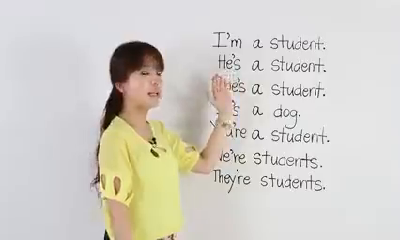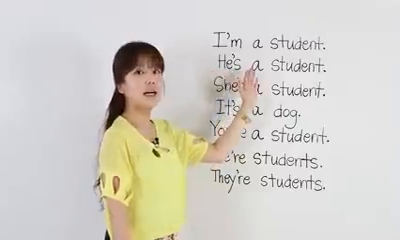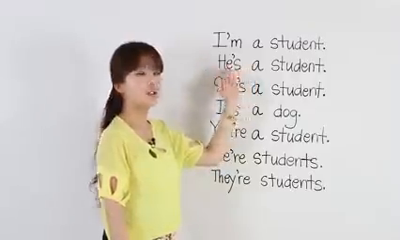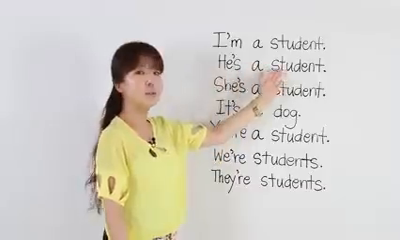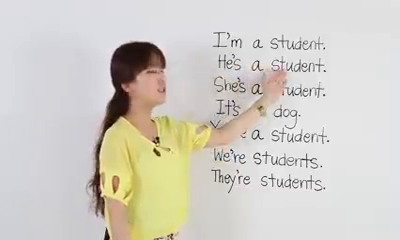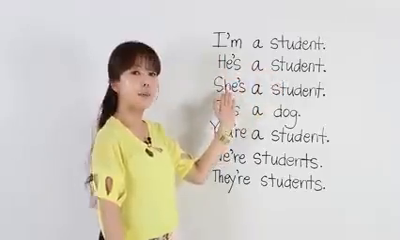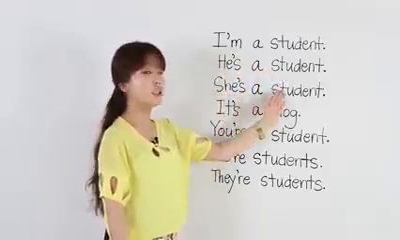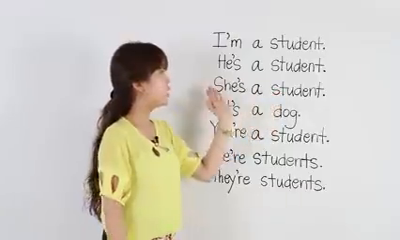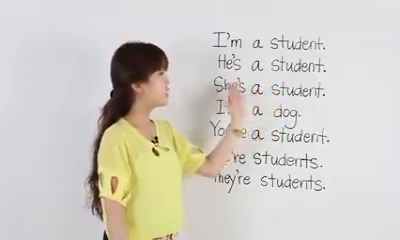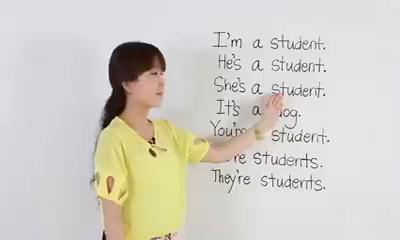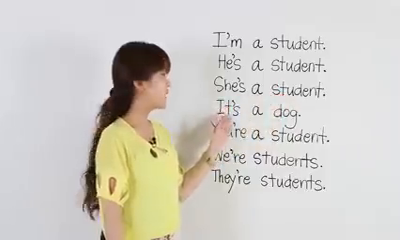Okay, the next one again sounds like one word, he's a. So he's a student. Please repeat, he's a student. Same thing, she's a student. Please repeat, she's a student.